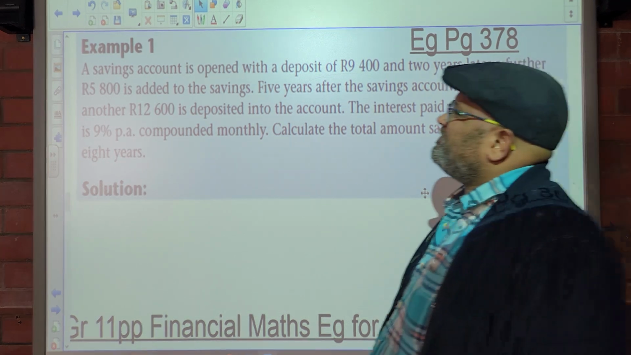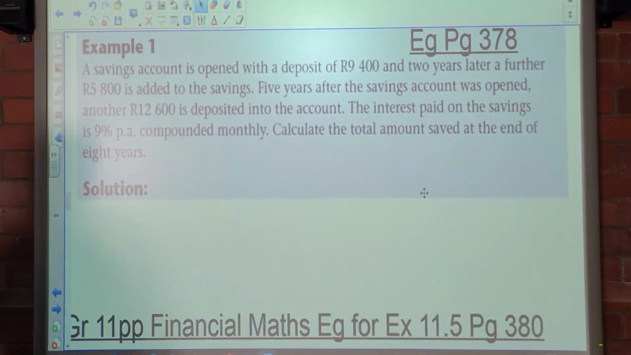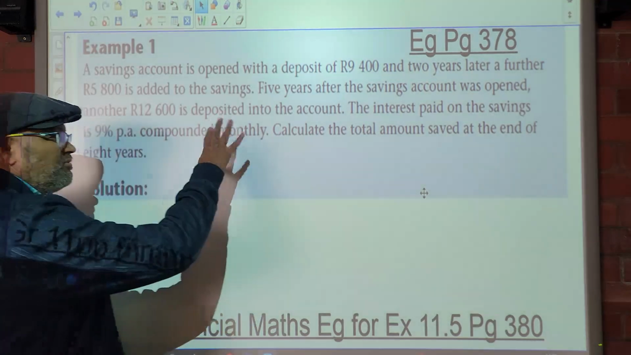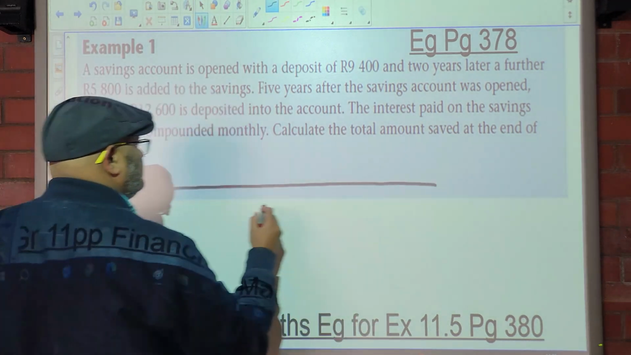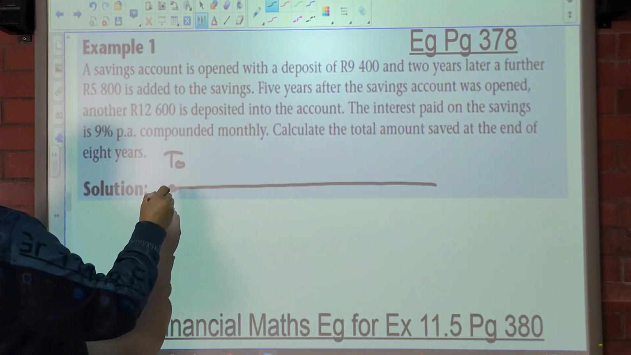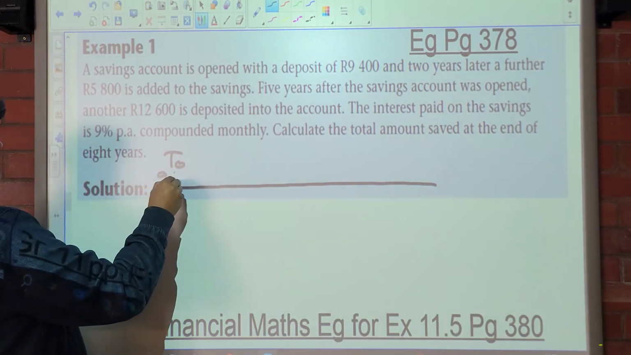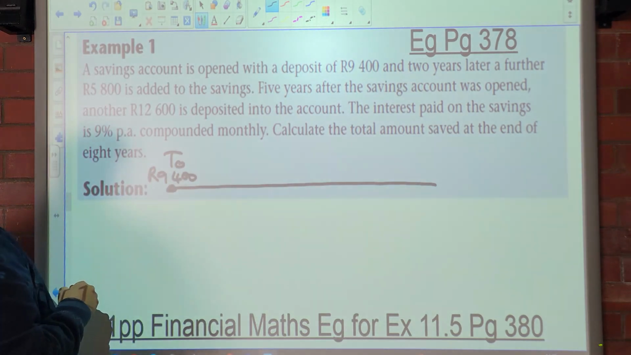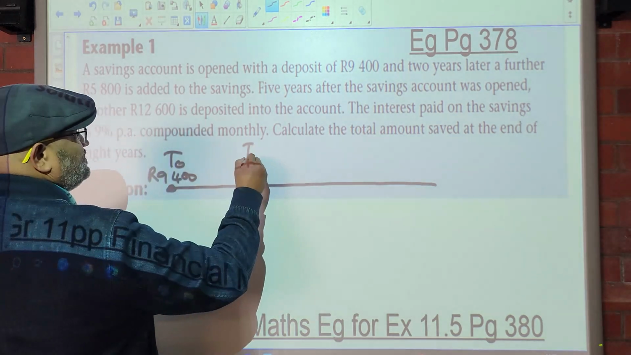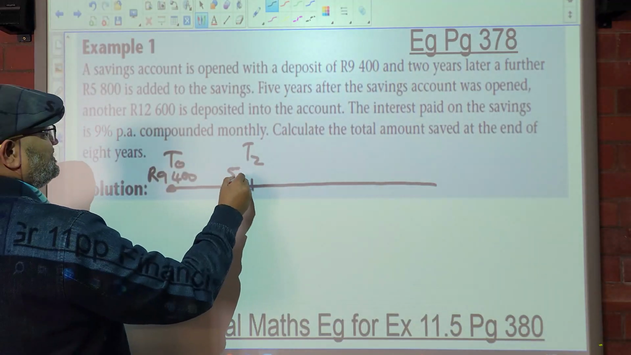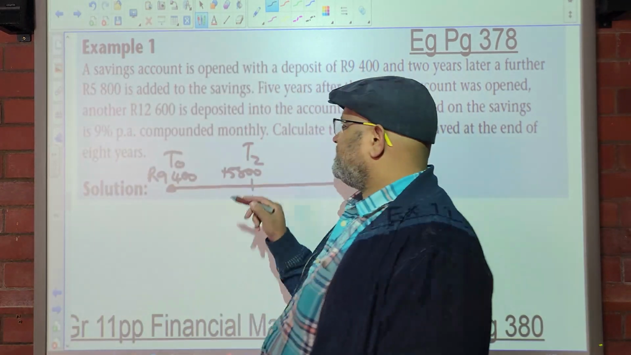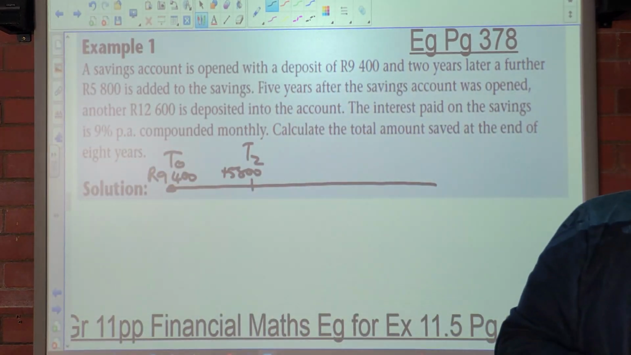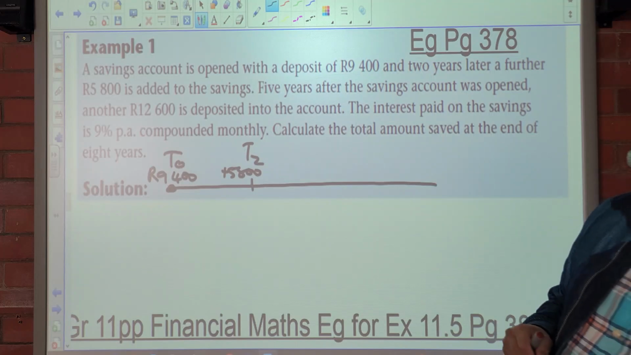We are told that the savings account is opened with a deposit of 9,400 rand. Since there's a lot of information, we know we're going to draw a timeline. It's opened with a deposit of 9,400 rand. Two years later, that takes you to T2, a further 5,800 rand is added to the savings. A deposit we indicate with a plus, whilst a withdrawal we indicate with a minus.